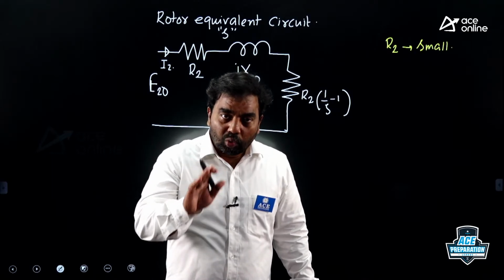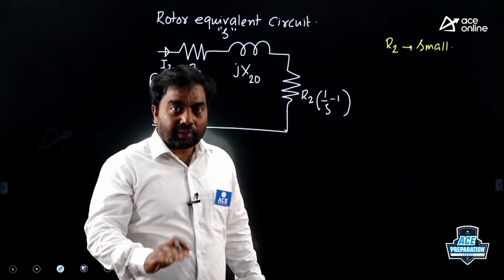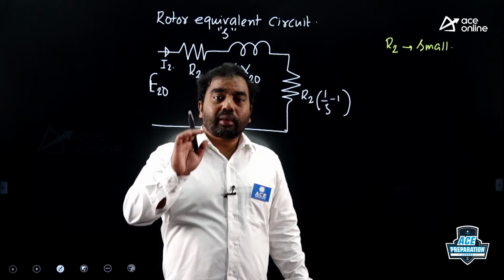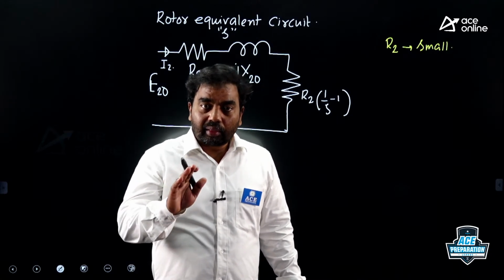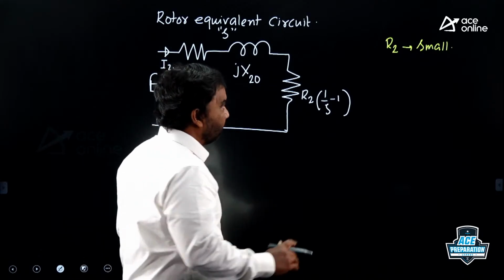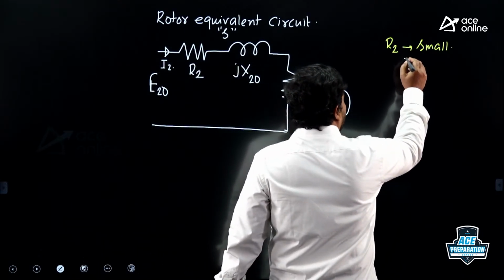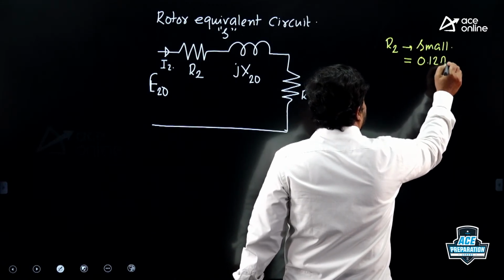Why? Because more R2 will have more losses. As a result, the efficiency will be less. Because of losses, the temperature will be high, and windings will get damaged. So for that, we always have the rotor resistance at a very small value. Let us consider in one induction motor, the value of this resistance is say 0.12.